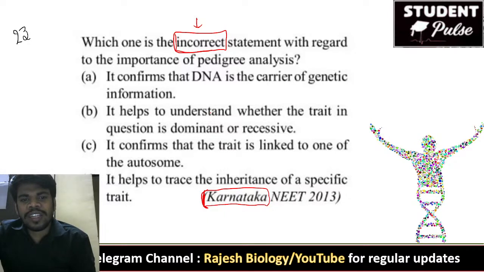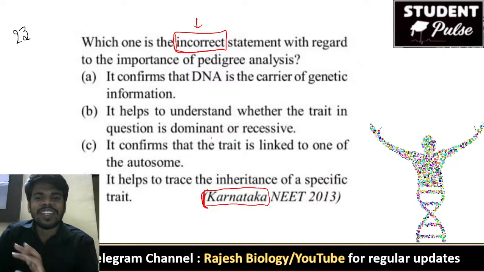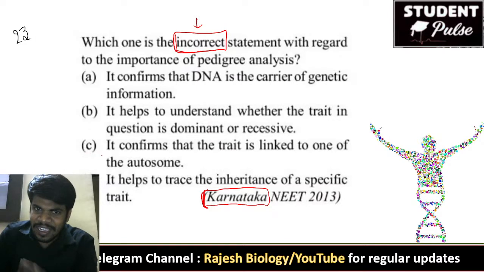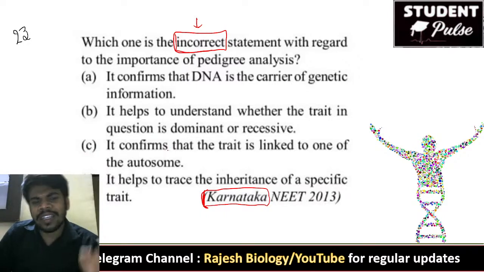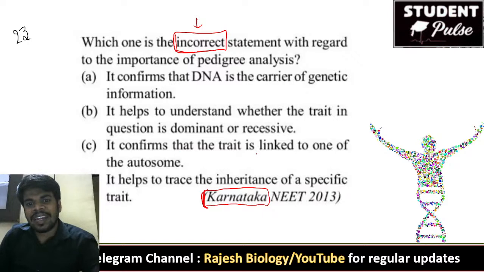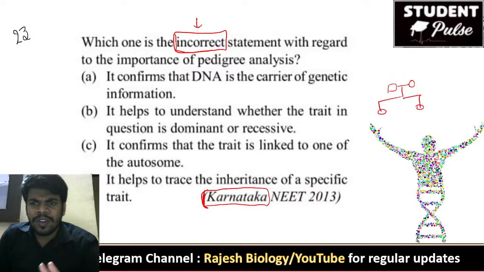Lokesh, no, it confirms the trait is linked to an autosome is a correct statement according to the pedigree. By observing the pedigree analysis, pedigree confirms whether a trait is linked to autosome or allosome based on the type of crosses. We can easily find out whether it is autosome linked or allosome linked. So the right answer is A.